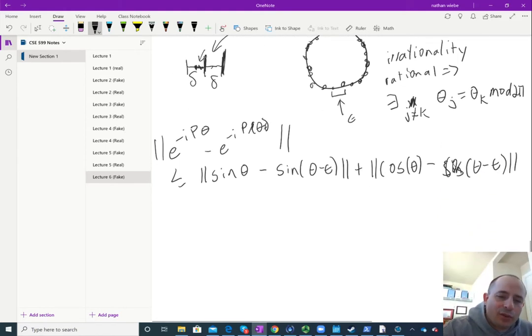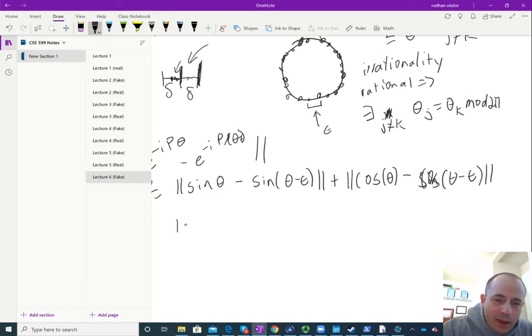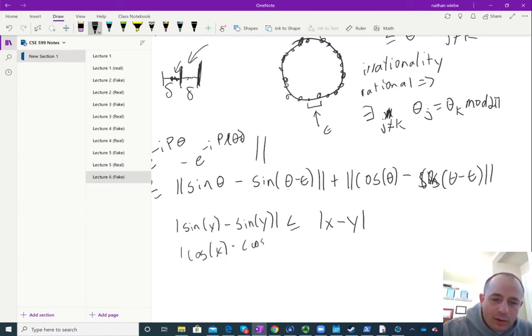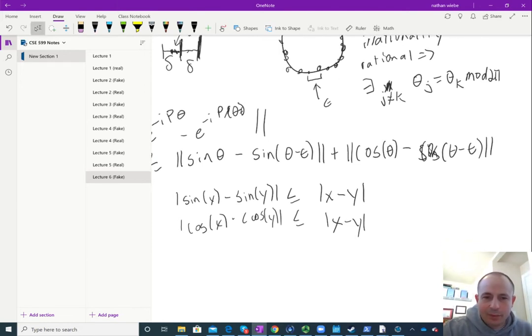And then, using the fact that the absolute value of sine of x minus sine of y is less than or equal to the absolute value of x minus y, and similarly for cosine, we end up getting to the fact that this has to be less than or equal to 2 epsilon.